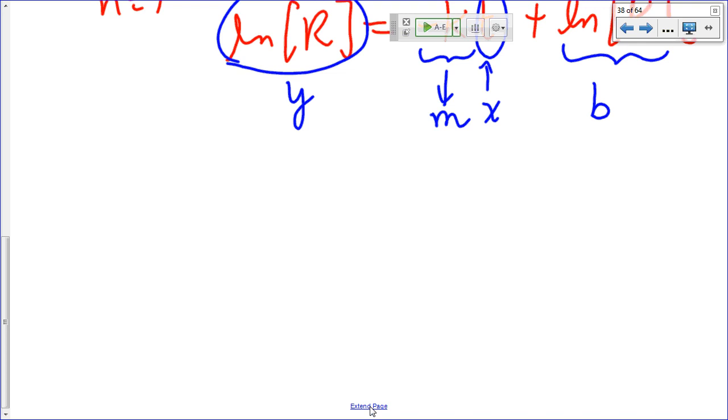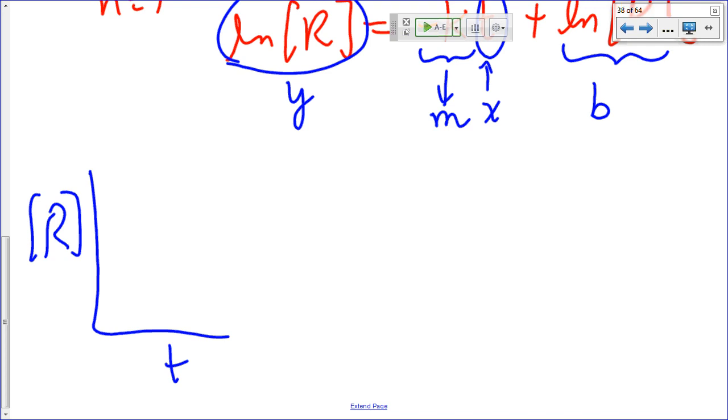If I have R versus time, your data is actually going to look like this. It's not going to be a straight line, okay? It's going to approach 0. It's going to be a curve. This is first order, n equals 1.